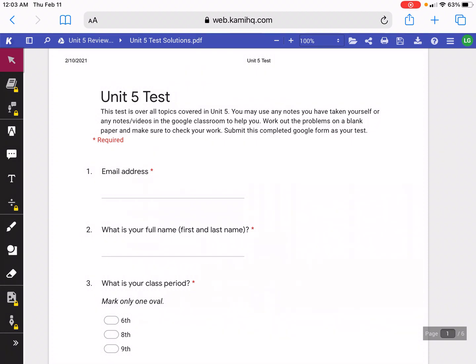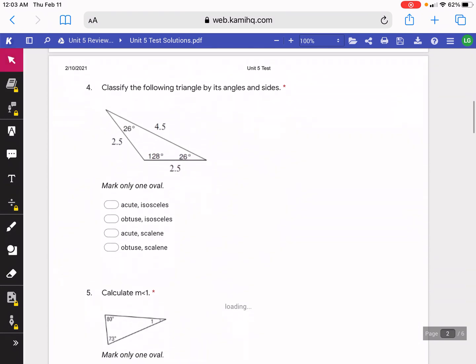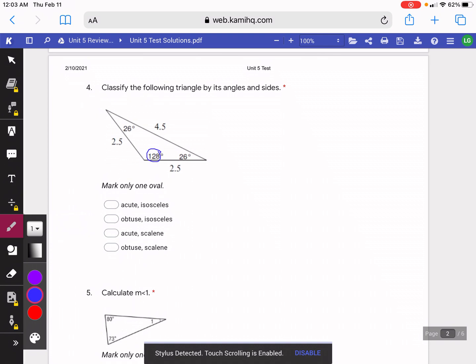In this video, we're going to go over the solutions to the problems in the Unit 5 test on triangles. So this first question wants us to classify the triangle by its angles and sides. So here we see that it has one angle bigger than 90. So if it has an angle that's greater than 90, it's an obtuse triangle.